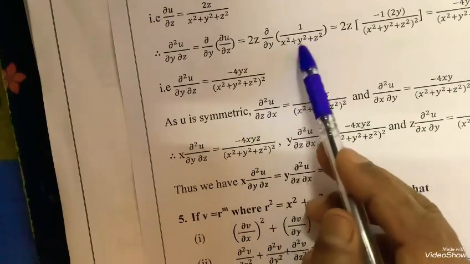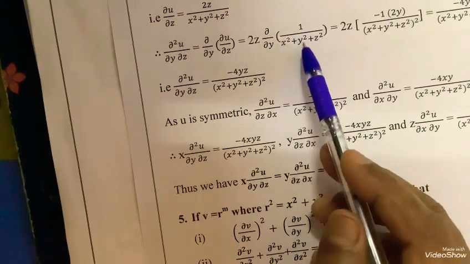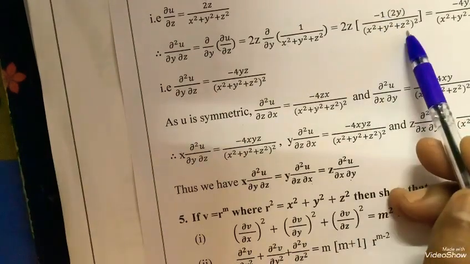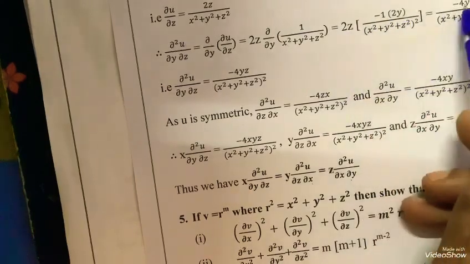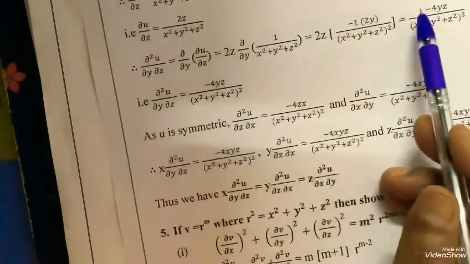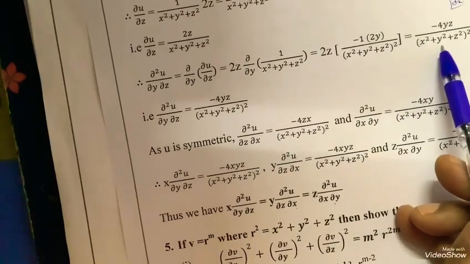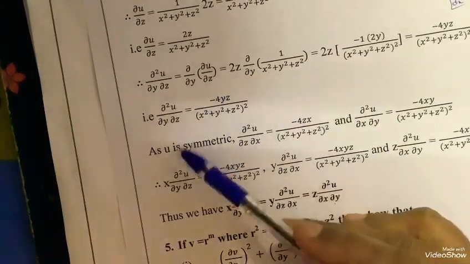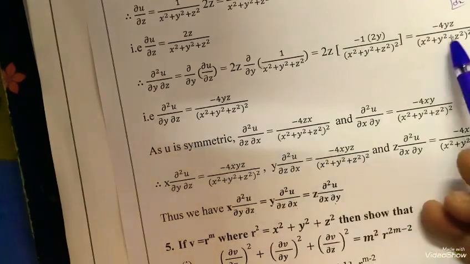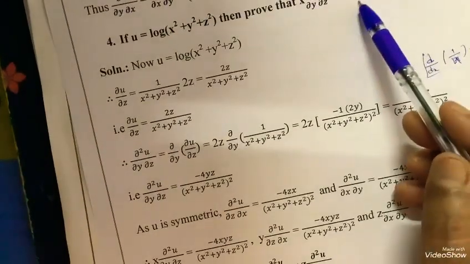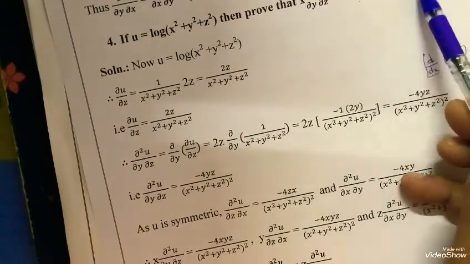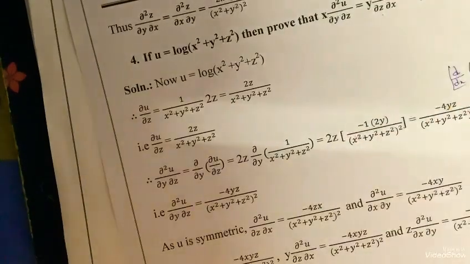Just differentiate 1 upon x² + y² + z² with respect to y. It is just like 1 upon r. So the differentiation of 1 by r is minus of 1 by r² into the differentiation of this r with respect to y, it is 2y. Therefore 2 into 2, 4, minus 4yz. So this is very important because using this only you can write the remaining. Therefore x into ∂²u/∂y∂z is nothing but minus 4xyz divided by this. As the function is symmetric, you get the same for all the remaining also. That is y into ∂²u/∂z∂x is also same. z into ∂²u/∂x∂y is also same. Therefore all these three are equal.